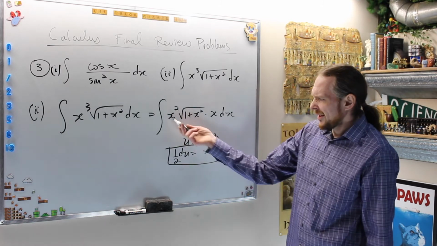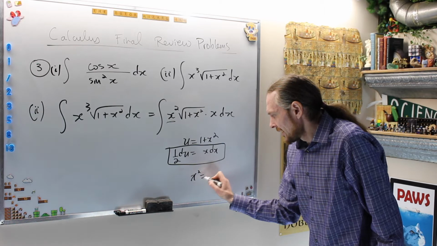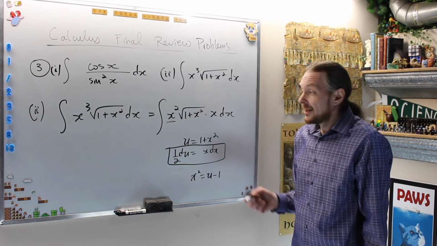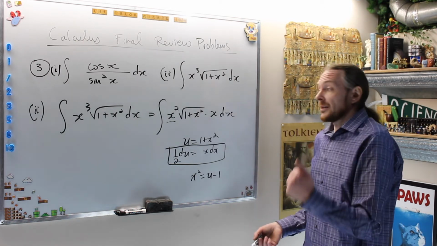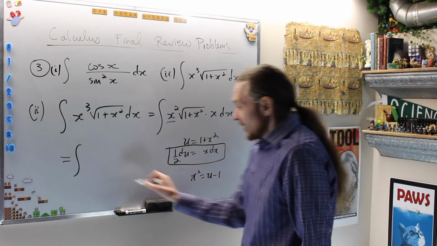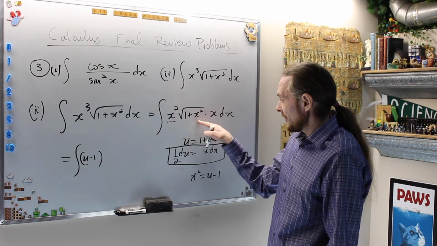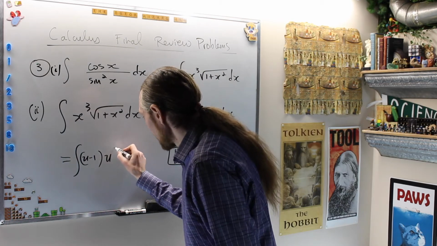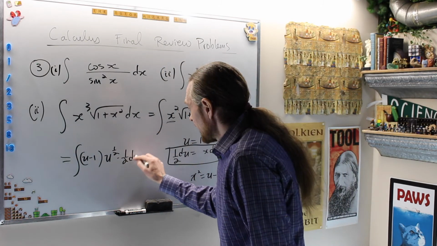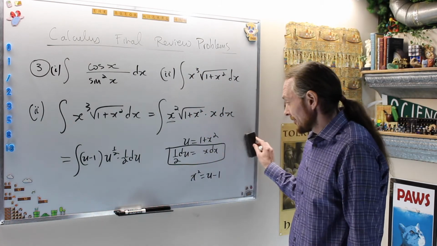You're like, well, how am I going to get rid of this guy? Well, u is 1 plus x squared, so x squared is u minus 1. And now we're in business. We can liquidate x, all x's must go. This equals the integral of x squared, which was u minus 1, times the square root of this guy, which was u to the 1/2, times 1/2 du. I don't need the substitution, I'm going to erase it. There it is.